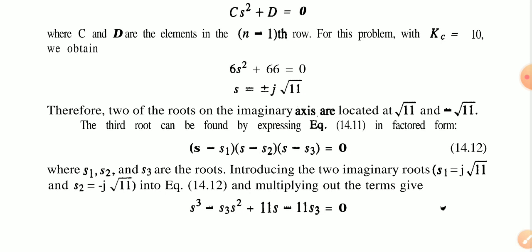Therefore, two of the roots are on the imaginary axis, located at plus or minus j root 11. The third root can be found by expressing equation 14.11 in factored form: s minus s1, s minus s2 and s minus s3.